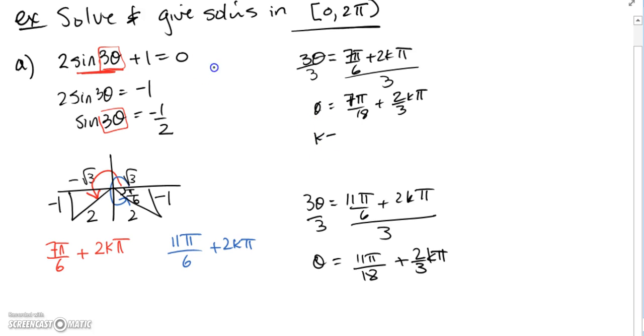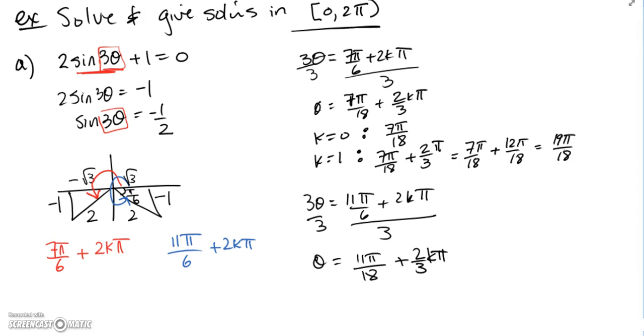So I'll start with k equals 0. And when k is equal to 0, this piece is gone, and I get 7 pi over 18. When k is equal to 1, we're going to plug that in, and we're going to get 7 pi over 18 plus 2/3 pi, or 2 pi over 3, get a common denominator. And once I do that, I get 19 pi over 18.